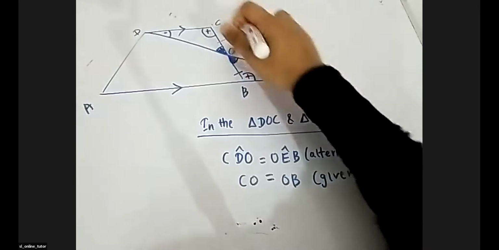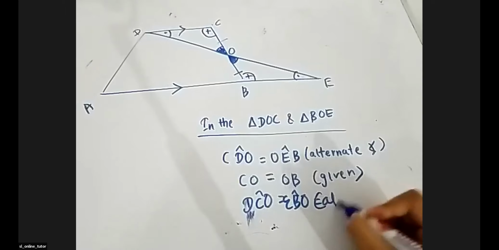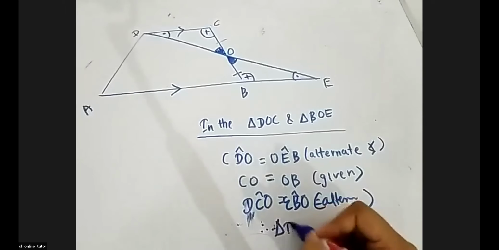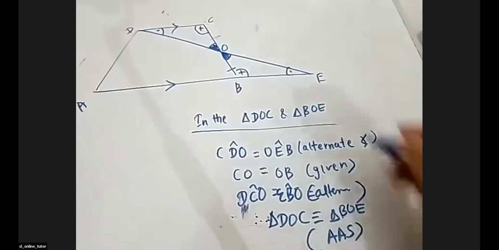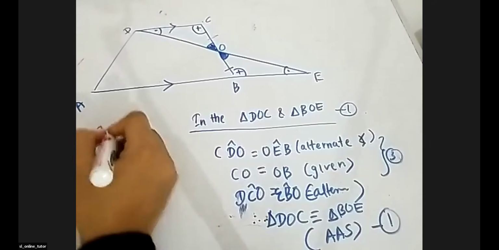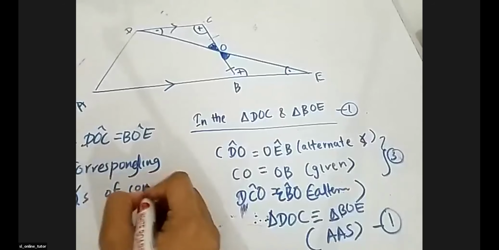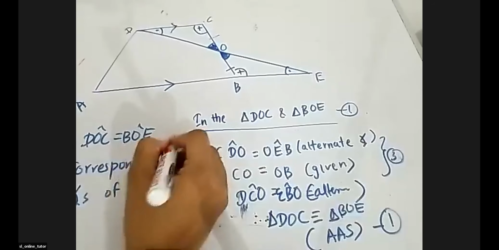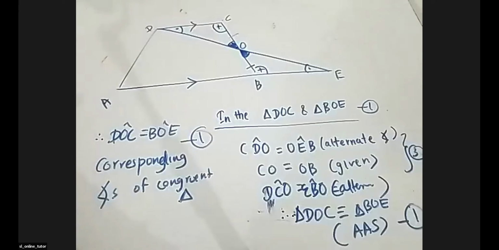So when they ask to show that, you can't use this one as data. So we have to write DCO equal EBO, reason, alternate angle. Then you can say therefore triangle DOC congruent to triangle BOE under the case of AAS. So you get 1 mark here, 3 marks here, 1 mark here. Then finally you have to say therefore DOC angle equal BOE angle, corresponding angles of congruent triangle. For that, you get 1 mark. For this, you get 1 mark. Altogether, 6 marks for question number 8.